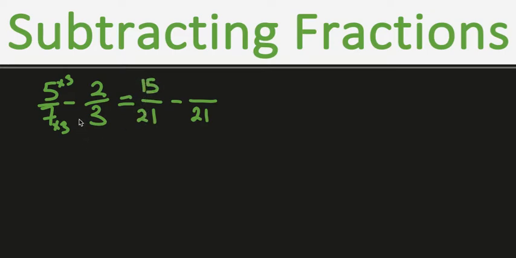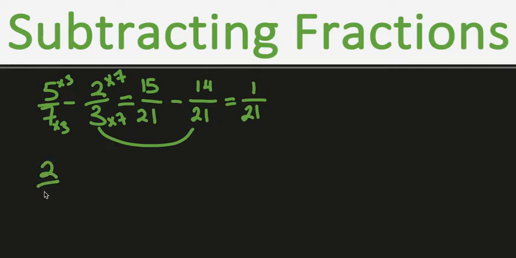And next, we need to do the same thing with the second fraction. How did we get from 3 to 21? We multiplied by 7. And what we do to the bottom, we also need to do to the top. 2 over 3 becomes 14 over 21. And when we're subtracting fractions with the same denominator, the denominator stays the same. And we subtract the numerators. 15 minus 14 is going to be 1.